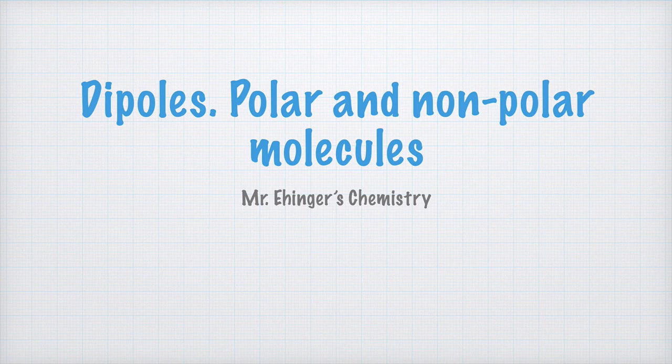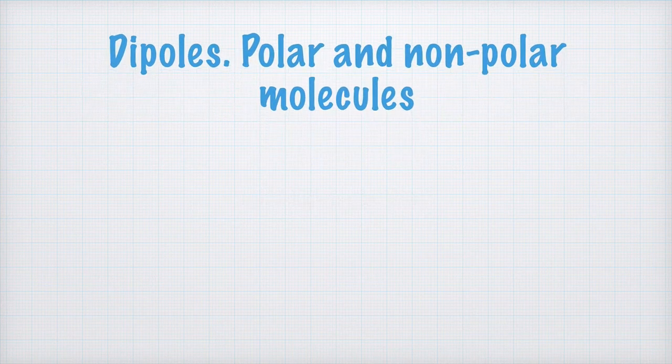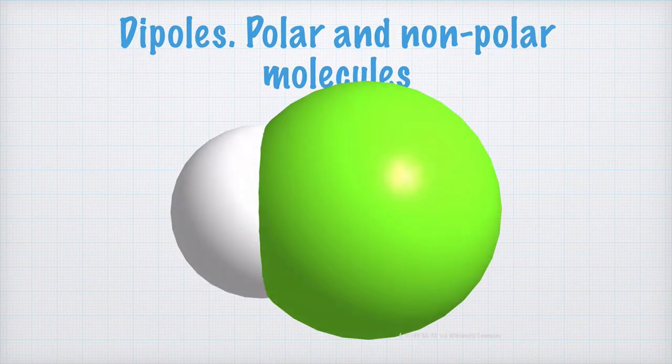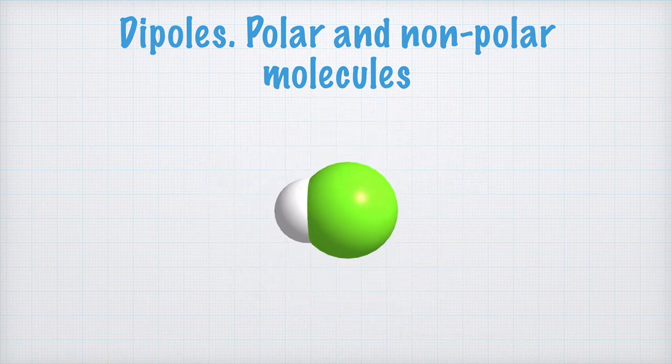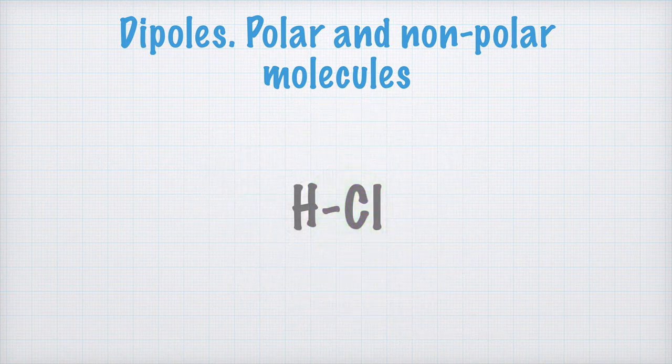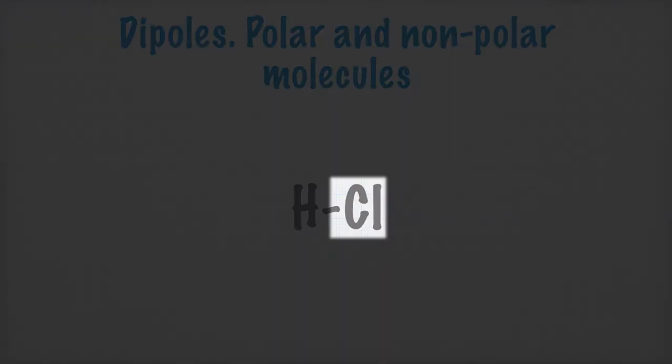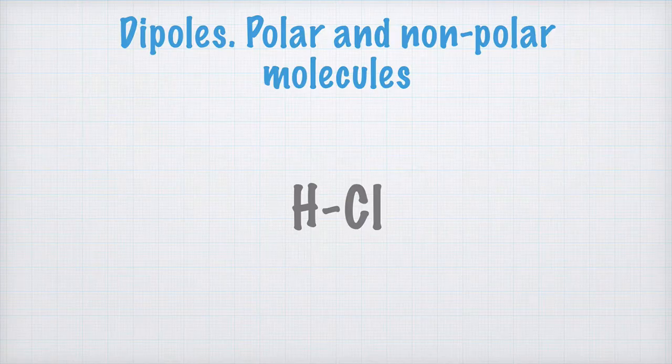In my previous video, I showed how some atoms are more electronegative than others and how this leads to polar covalent bonds. We specifically looked at the hydrogen chloride molecule, which consists of a hydrogen atom and a chlorine atom that are bound to each other with a covalent bond. But since the chlorine atom is considerably more electronegative than the hydrogen atom, it pulls the electrons closer to itself than the hydrogen atom does.